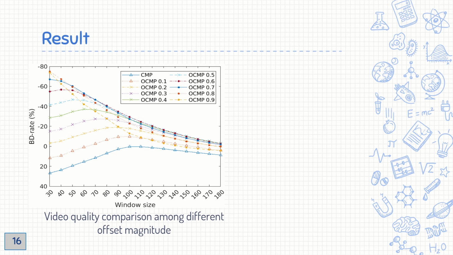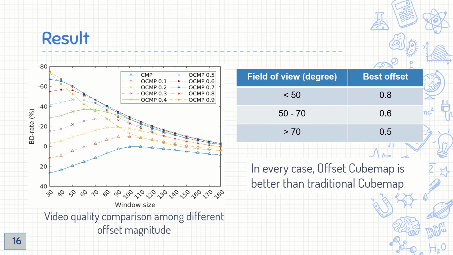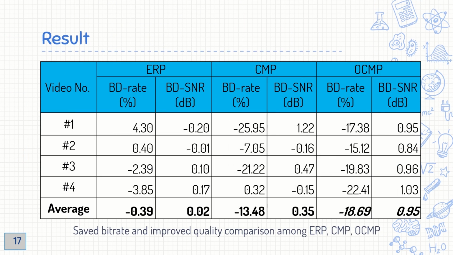Here is the comparison of BD rate among different offset vector and the original CMP. With each field of view, we have different offset vector that give the best quality. With a field of view less than 50 degrees, the best offset is 0.8. From 50 to 70 degrees, 0.6 is the most efficient. For the field of view greater than 70 degrees, 0.5 gives the best quality, but in every case, OCMP outperforms CMP.